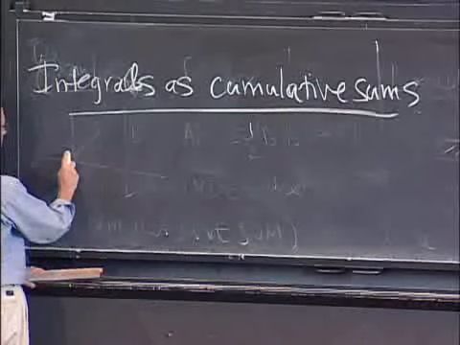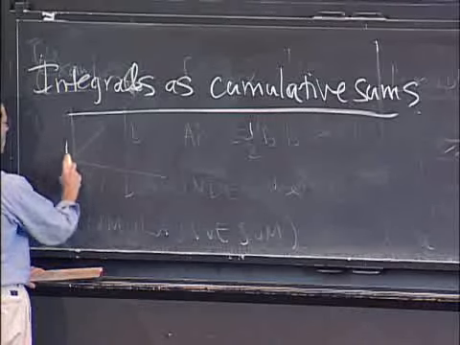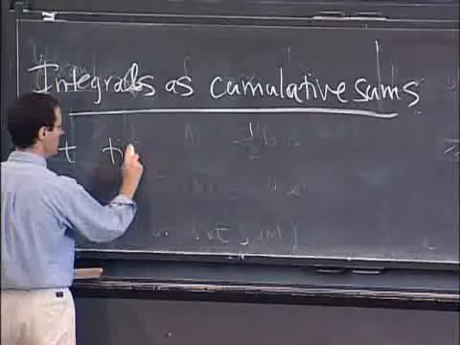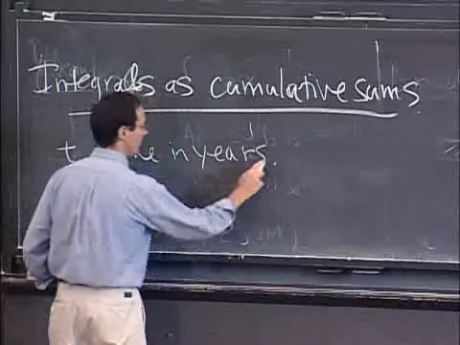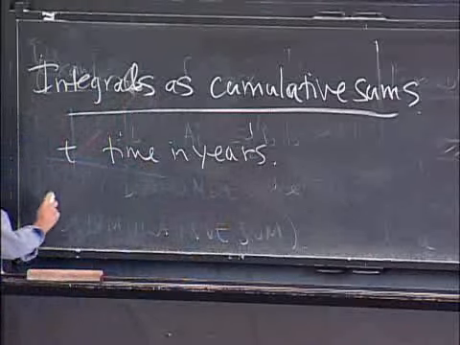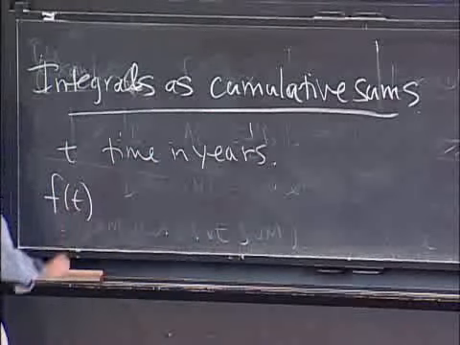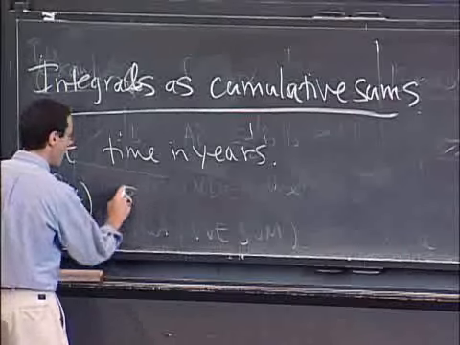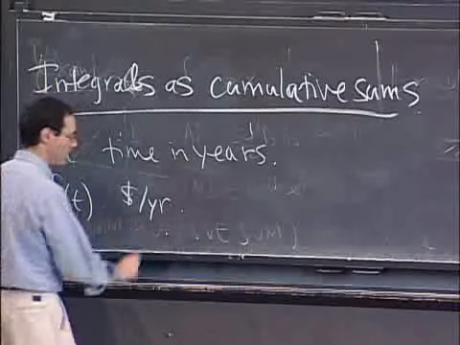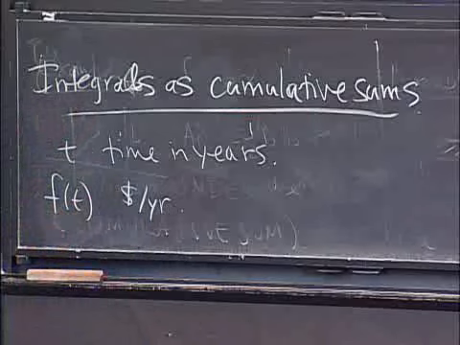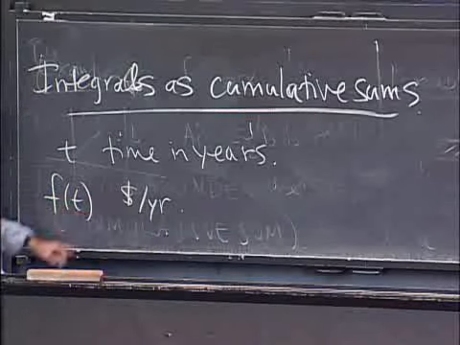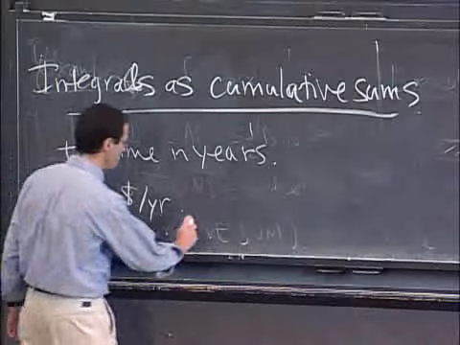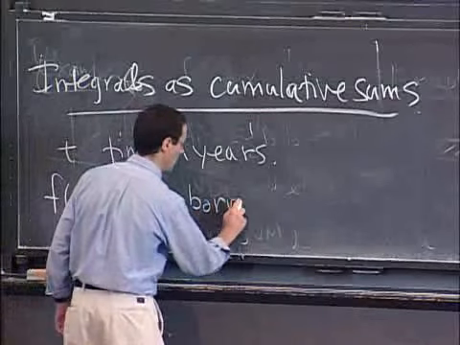So we're going to consider a function f. We're going to consider a variable t, which is time in years, and we'll consider a function f of t, which is in dollars per year. All right, this is a financial example here. That's the unit here, dollars per year. And this is going to be a borrowing rate.